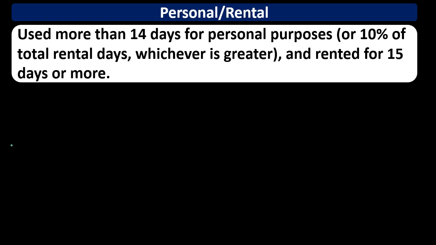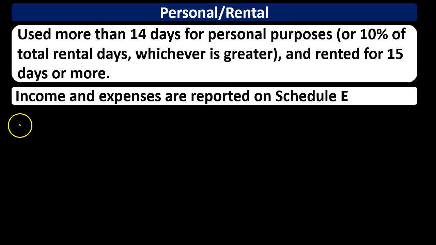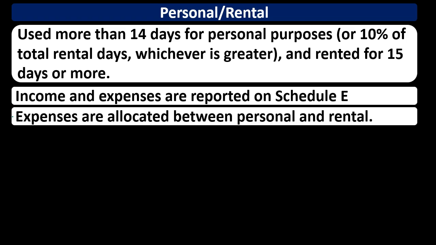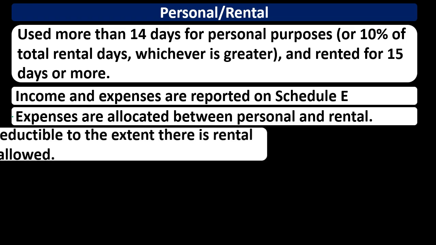Now, what if it's personal/rental? What does that category mean? This is the third category, personal/rental. It's used more than 14 days for personal purposes, or 10% of the total rental days, whichever is greater, and rented for 15 days or more. So now we're over the 15 days of rental and use more than 14 days for personal, or 10% of the rental days, whichever is greater. Income and expenses are reported on the Schedule E. In this case, expenses are allocated between personal and rental. So we're going to have to use some type of, of course, allocation method now because we're personal/rental here.